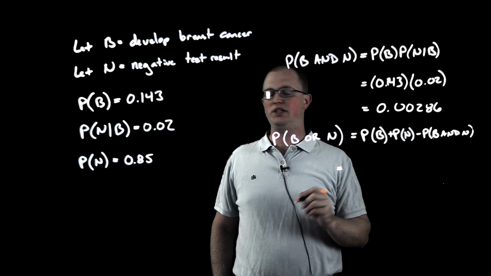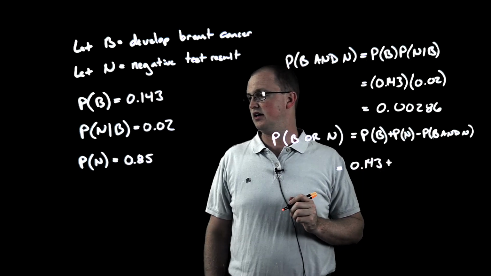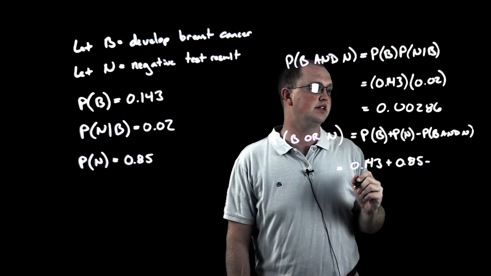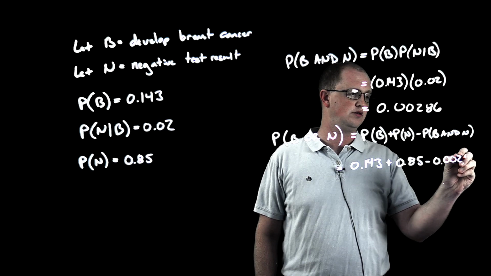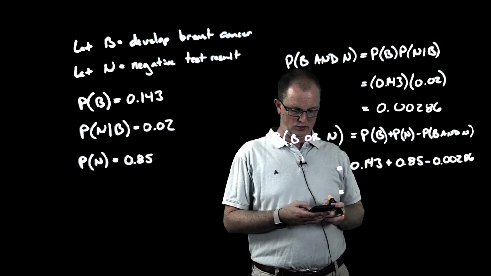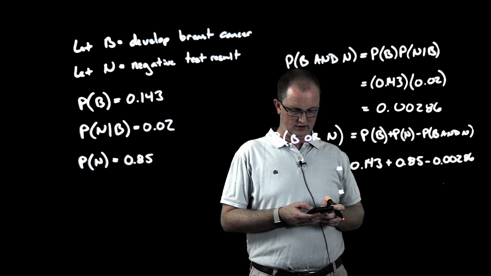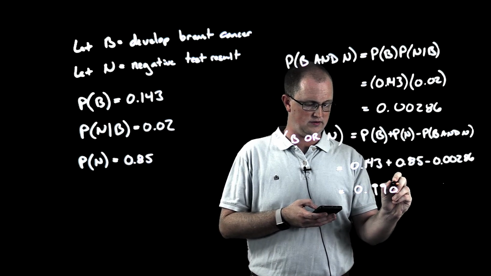So our probability of B is 0.143, plus our probability of N is 0.85, and we can subtract away the probability of B and N, which is 0.0028. And again, getting out a calculator, we have 0.143 plus 0.85 minus 0.0028 gives us 0.99014.